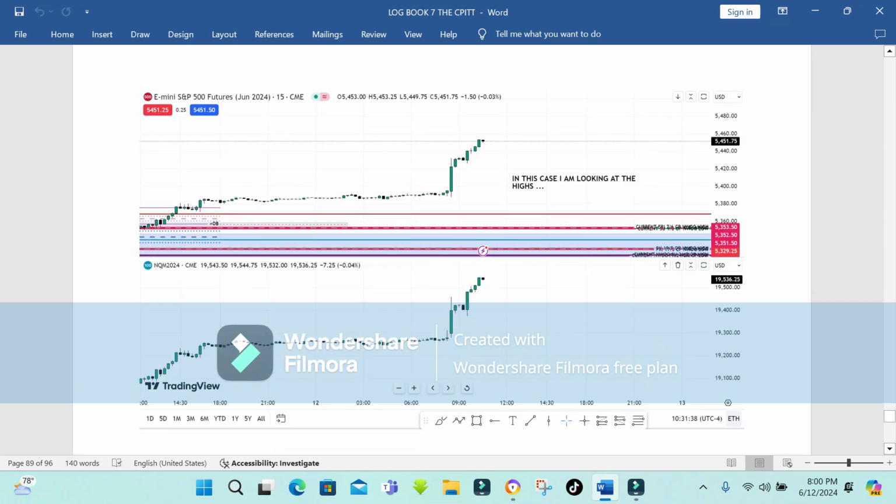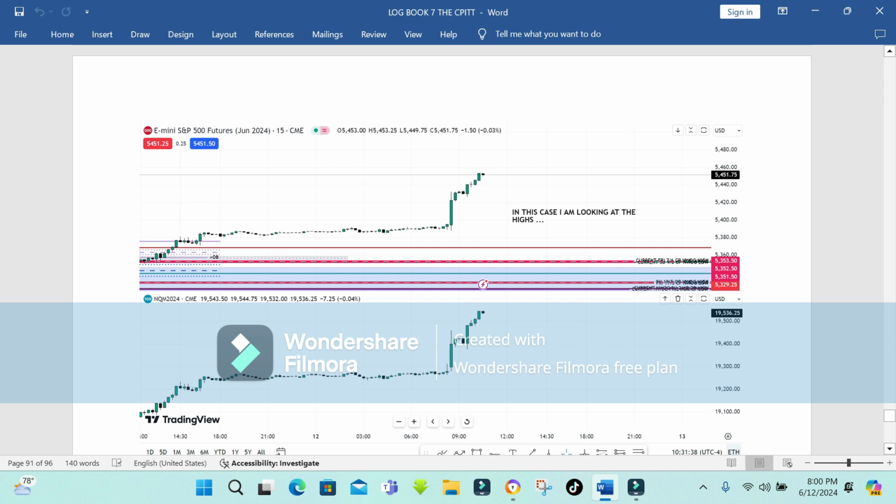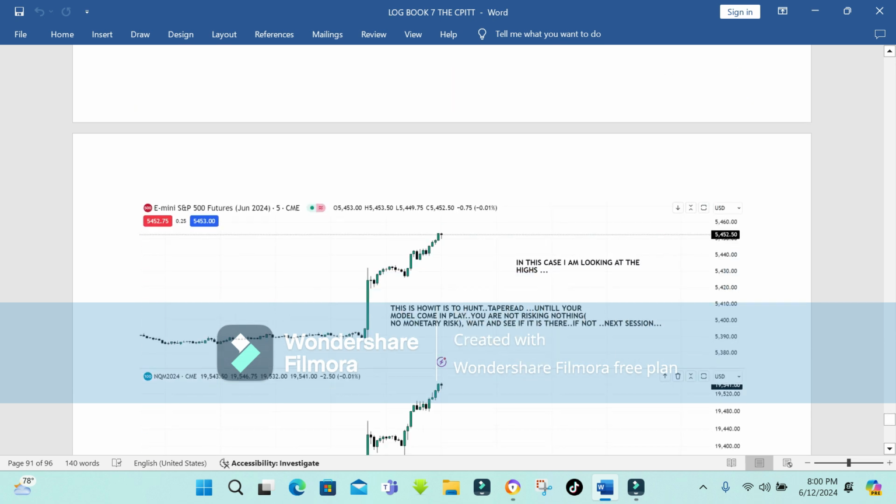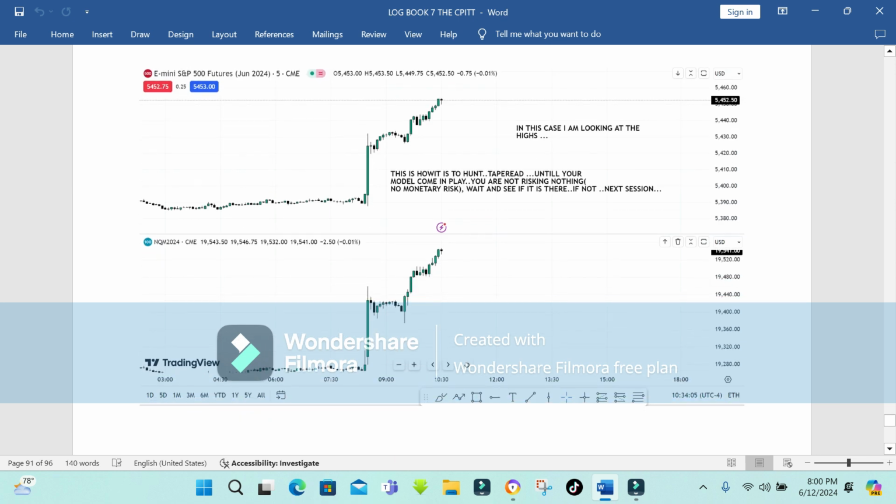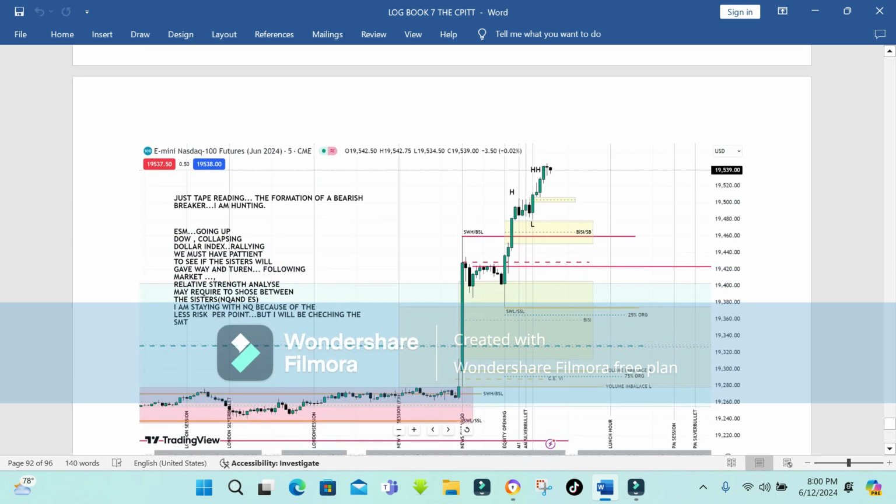What happened? I checked with the other sister. I saw the ES was also rallying, but there was cracking correlation with the DAW, and there was a sign in the dollar index that we could trade to the downside. I wrote ES going up, the DAW collapsing, dollar index rallying. We must have patience to see if the sisters will give way and turn following the market.